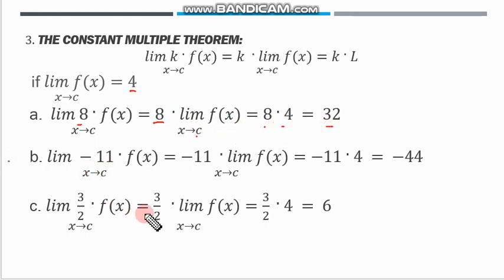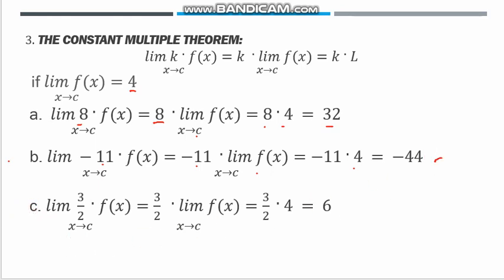Another one, the limit of negative 11 times f of x as x approaches c. Since negative 11 is a constant, we will just separate it. So negative 11 times the limit of the function, which is given here as 4. So negative 11 times 4 is equal to negative 44.